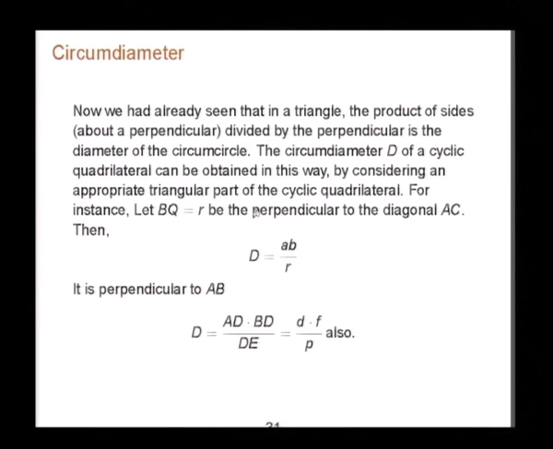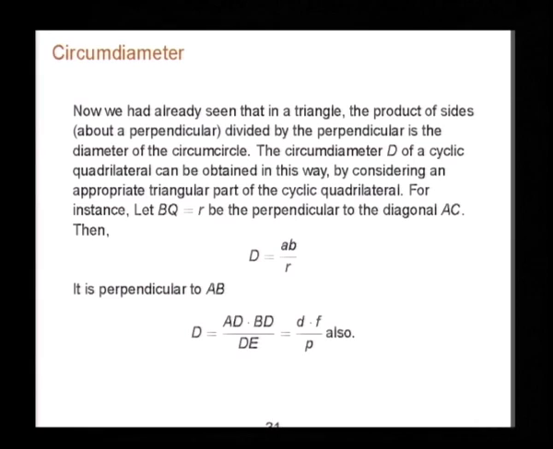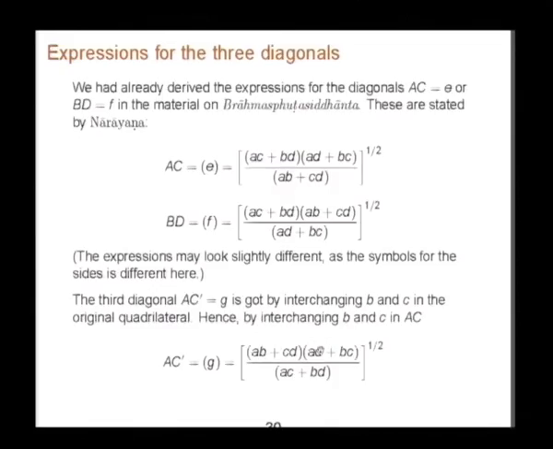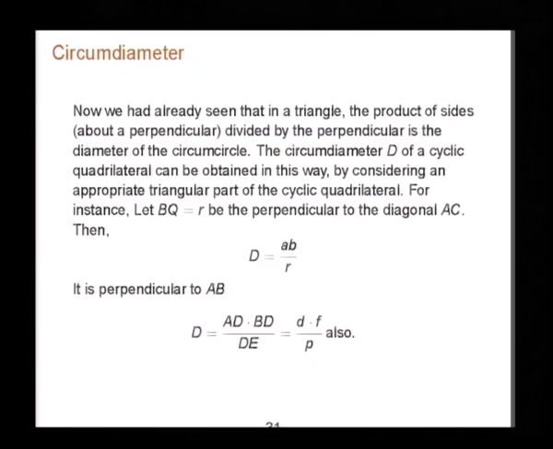So then you will get the circumdiameter. I have already given this result earlier. Suppose this is a triangle ABC, and BQ is perpendicular to AC. It may not appear in the figure like that, but take it like that. Suppose this perpendicular is R. Then he states that D is equal to AB by R. This is a Brahmagupta result, which I do not have to say again. You can also write it as D into F by P. So for any triangle, the circumdiameter will be the product of the sides divided by the perpendicular. So that is the result here also.